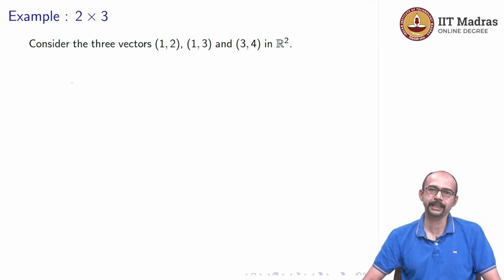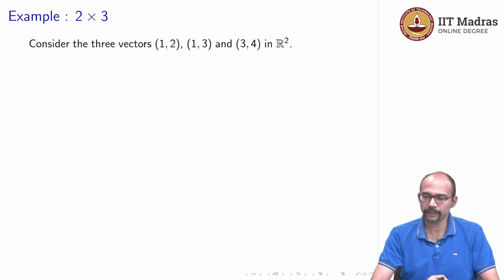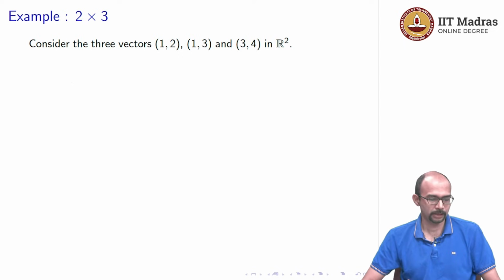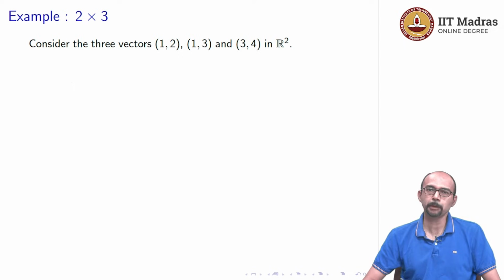Let us do a 2 by 3 example. So, what does this mean? This means I have 3 vectors in R2. So, let us take the 3 vectors (1, 2), (1, 3) and (3, 4) in R2, and remember that for 3 vectors, being linearly dependent is the same as saying that we can write one of these vectors as a linear combination of the others.